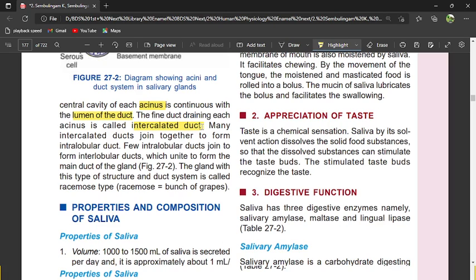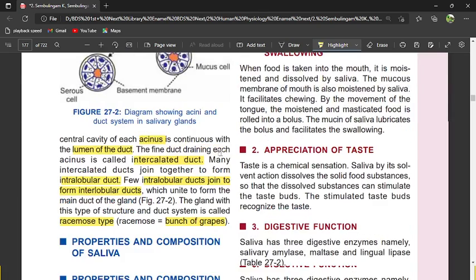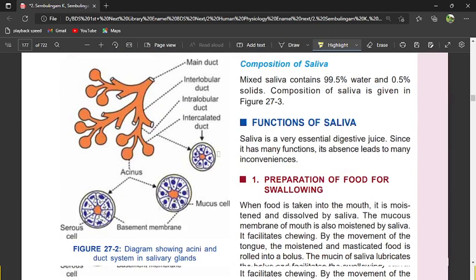So these fine ducts are draining from the acini into the intercalated ducts. So many intercalated ducts join together to form an intralobular duct. Okay, and few intralobular ducts they join to open into interlobular duct. Intra जाके interlobular ducts, and they all together they join and they form a bunch, like they form a racemose type of inflorescence. A bunch of grapes. How you see so many, like that only the structure may be present if you see the real.